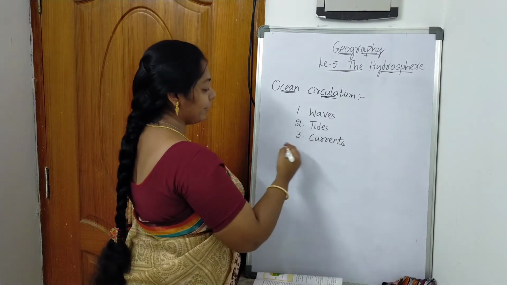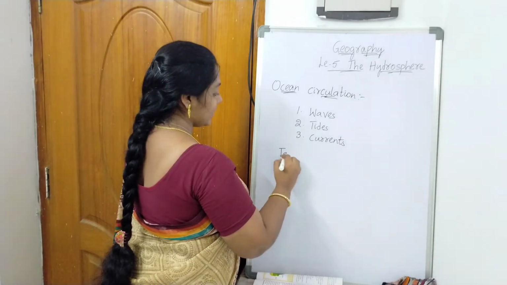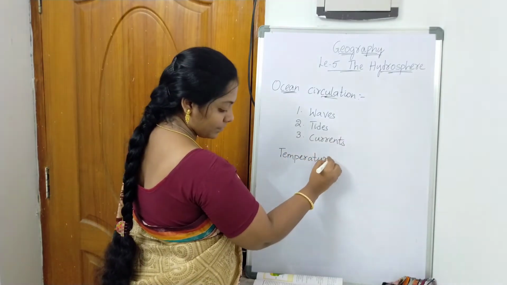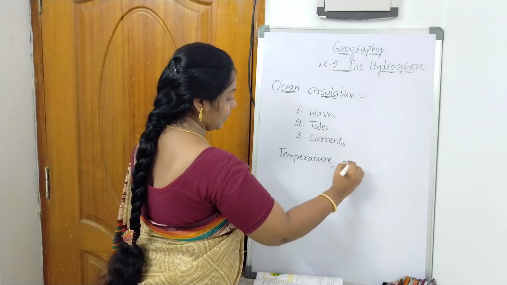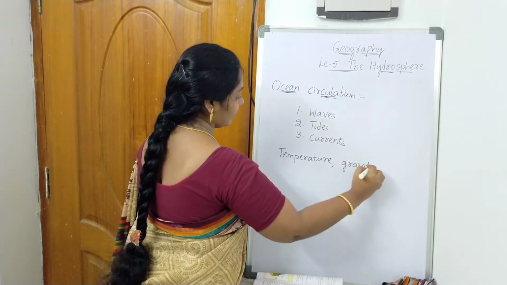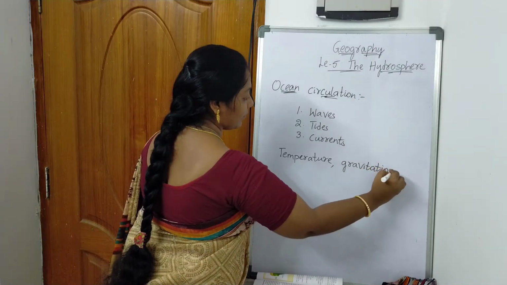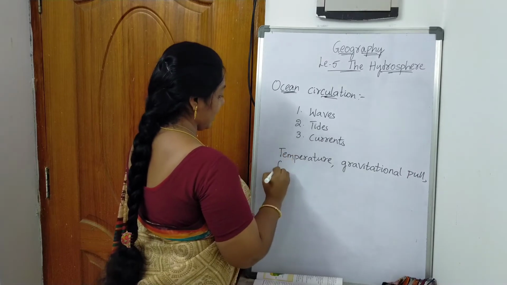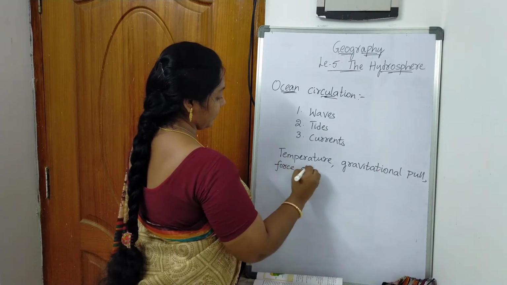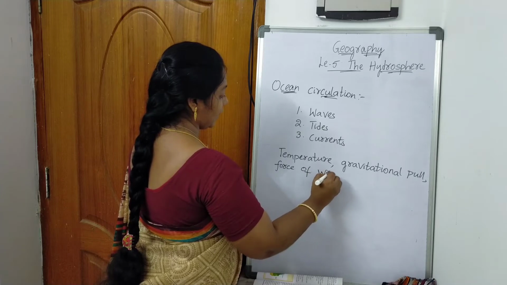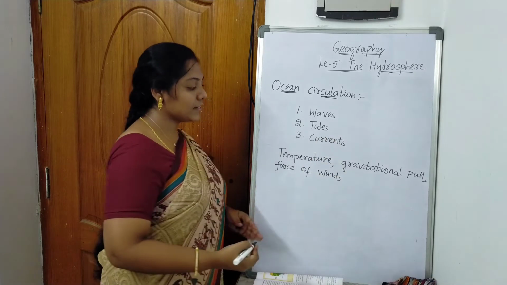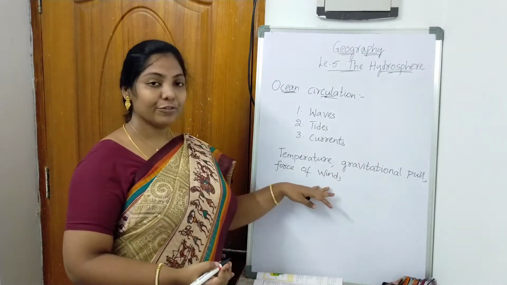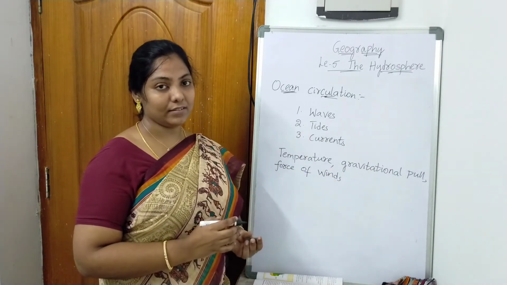These are formed by different factors like temperature, gravitational pull, and by the force of wind. These waves, tides and currents are formed by the temperature, gravitational pull of the earth and by the force of wind. Now let us learn everything.